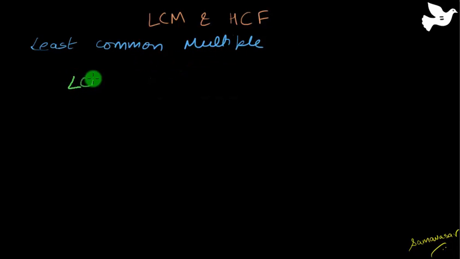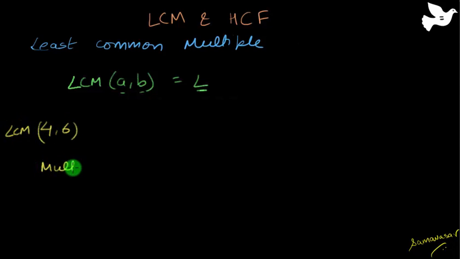Let me just write down, if I'm trying to find out, let's say, LCM of A and B. Let us say it is L. So L is a multiple of both A and B because it is a common multiple. Also, it is the least common multiple. By just looking at this, we look at some basic example. Let us say I am trying to find out the LCM of 4 and 6.